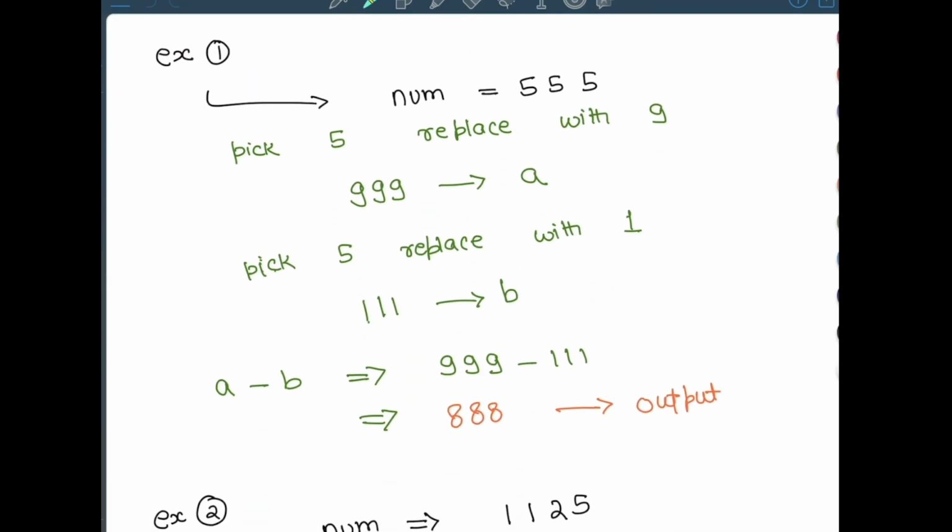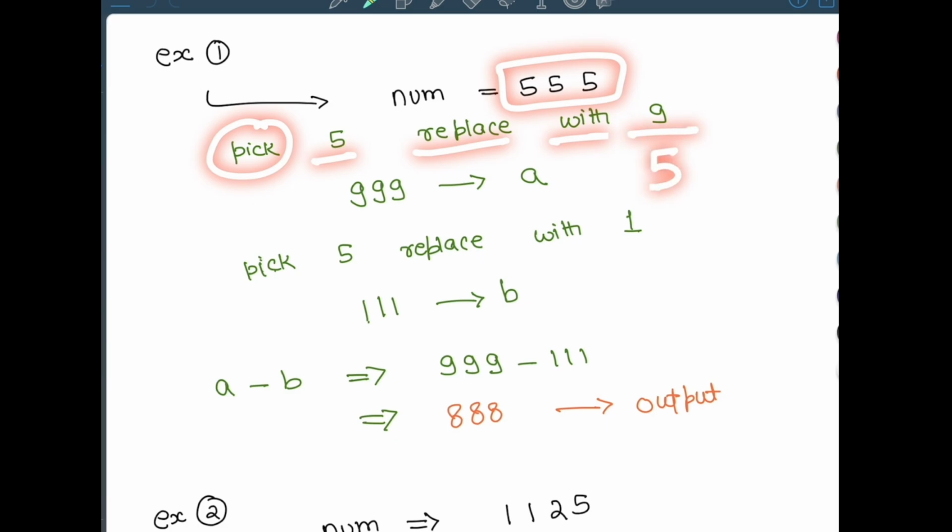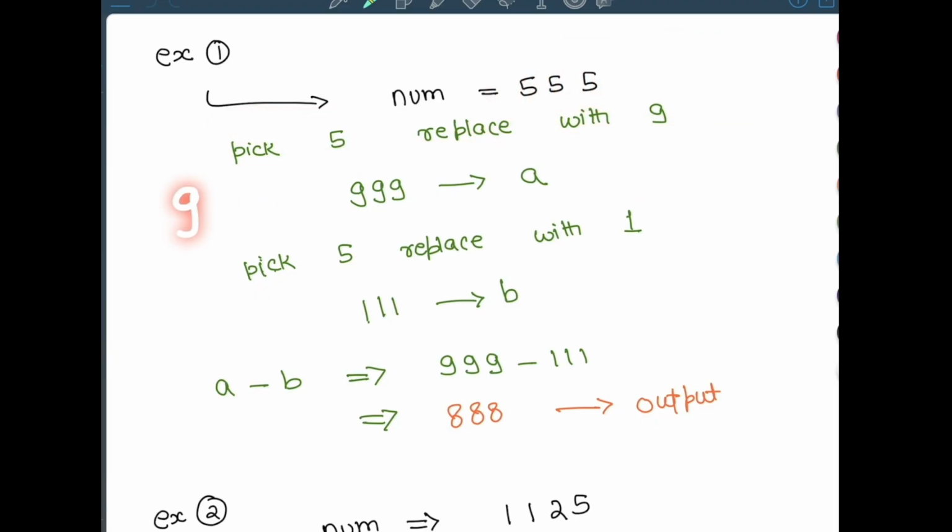Let us try to understand it with some examples. The example number 1 is the given num is 555. Now what you can do is you can say I will pick the digit 5 from our given input num and I will replace it with 9. So basically replace all 5s with 9 in your given input num. So this 5 and this 5, all the three 5s will become 9. So our new number is going to be 999.